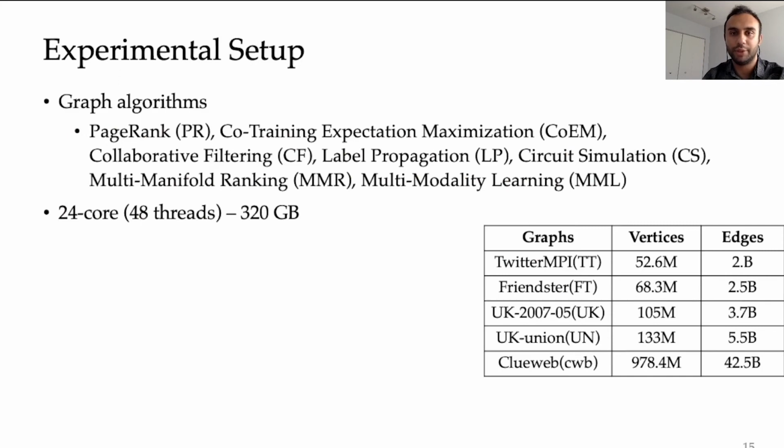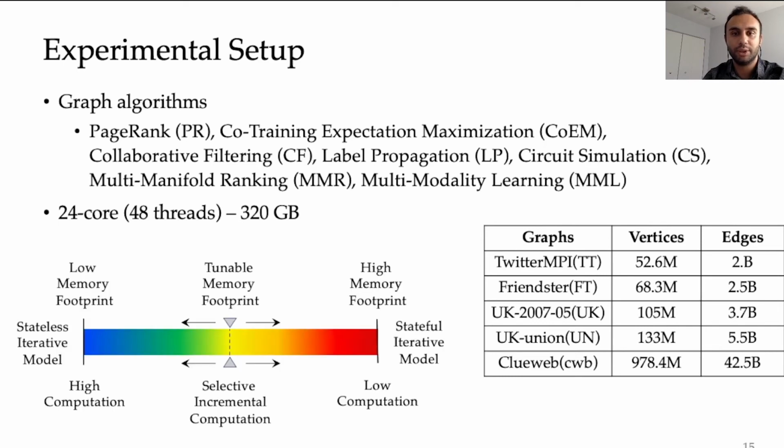Moving on to evaluation. We incorporated both of our memory-efficient models in the GraphBolt framework so that we can truly analyze their performance while keeping all the other runtime-specific details constant. We used 7 synchronous graph algorithms and 5 real-world graph datasets, and we performed all experiments on a 24-core server with 320 GB main memory. Since our focus is memory footprint, we profiled the memory consumption for each execution as well as the execution times, and we compared these numbers with 2 baselines.